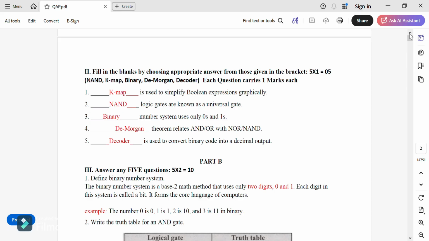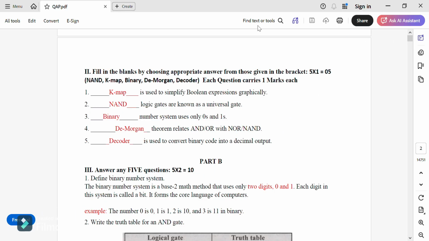In the previous video, we discussed part A, the 15-mark question, which has 15 MCQs, each carrying 1 mark. Part A also has a second part, which carries 5 marks. Each question has 1 mark.